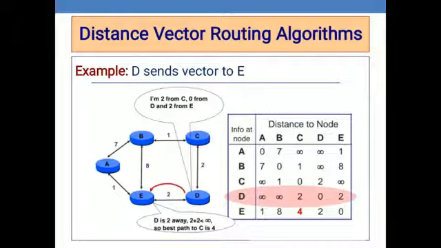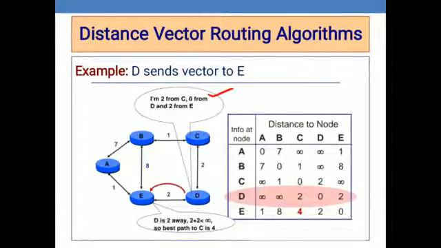Now, D will update its information by sending the vector to E. So, how will it send the vector to E? I am 2 from C, like this. So, I am 2 distance from C and 0 from D and 2 from E. So, what is the distance between C to D? C to D is 2, D to D is 0, and D to E is 2. Now, E is 2 distance away from D, and 2 plus 2 is less than infinite. And if you consider the value, the best path to C is 4. So update the value here.